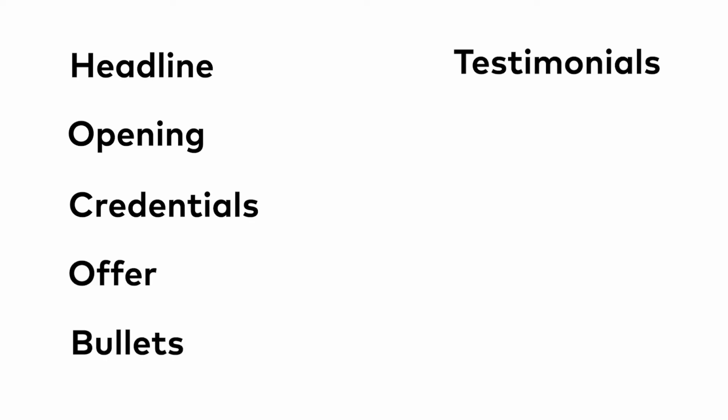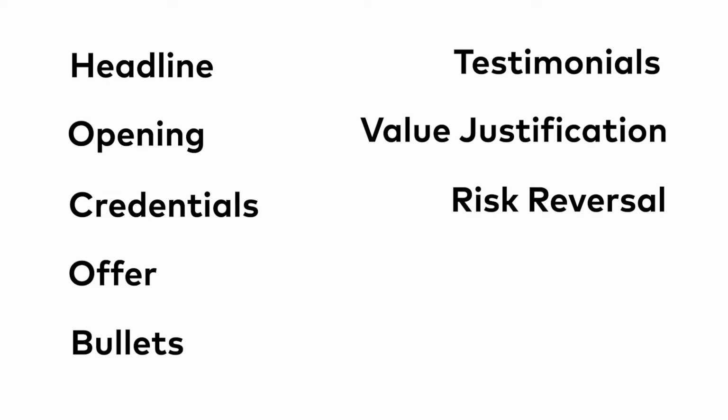And now to bring conversions, you need raw materials, aka ingredients. If you want to create a delicious dish, you have to prepare the ingredients, right? Same goes for a sales page. So what are these ingredients? Well, there are 10 exact total ingredients I personally use. They are headline, opening, credentials, offer, bullets, testimonials, value justification, risk reversal, urgency, and call to action.